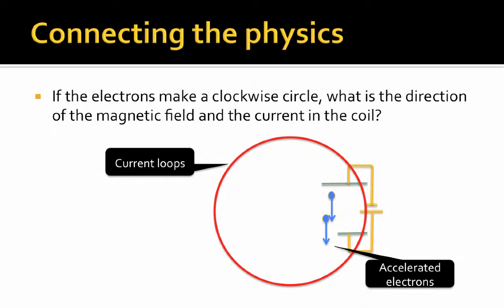All right, so putting all the physics together, we have our electrons, and let's suppose the electrons make a clockwise circle. This is what your experimental setup would look like. If they start on the right-hand side of the arrangement, what is the direction of the magnetic field and the direction of the current in the coil to make that magnetic field? I'm going to draw this for the pre-lab also.